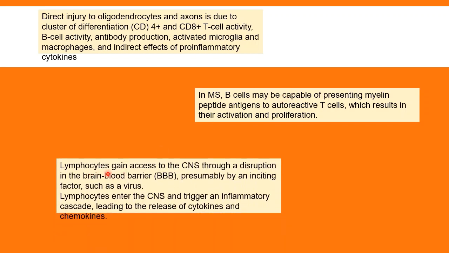Now, lymphocytes gain access to the CNS through the disruption of the blood-brain barrier. Okay, and that presumably results from the inciting factor, which is nothing but the virus. The virus can be an Epstein-Barr virus or the JC virus or the HIV, anything. Now, lymphocytes enter the CNS and trigger a characteristic inflammatory response, and there is release of cytokines and chemokines as well.